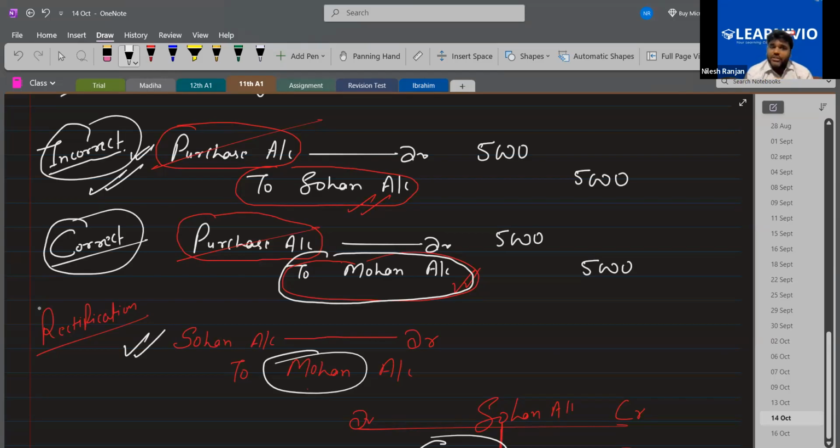It is not actual cancellation. We are just eliminating the items which we don't have to do anything with. So with purchase account, we don't have to do anything. It is on the same side.